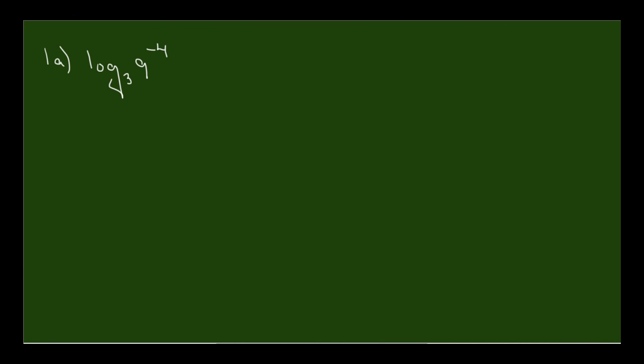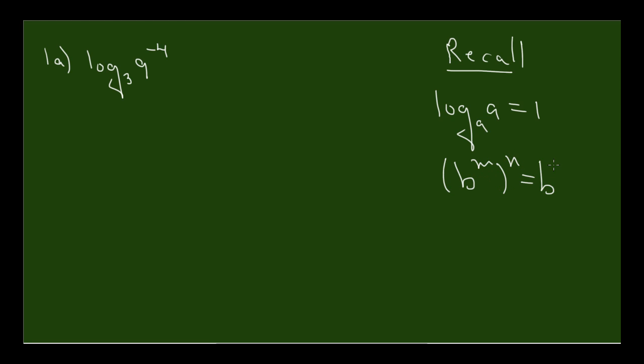Okay, for problem 1 we have the log base 3 of 9 to the negative 4. Let us first recall a couple of items. First, that the log base a of a is equal to 1. Also, recall that b to the m raised to the n is equal to b to the m times n. And one more thing is that the log base b of a to the m, well, we can bring this m out and get m times log base b of a.